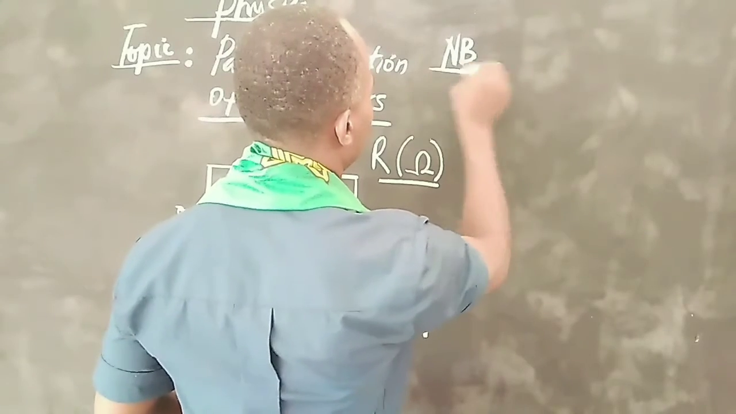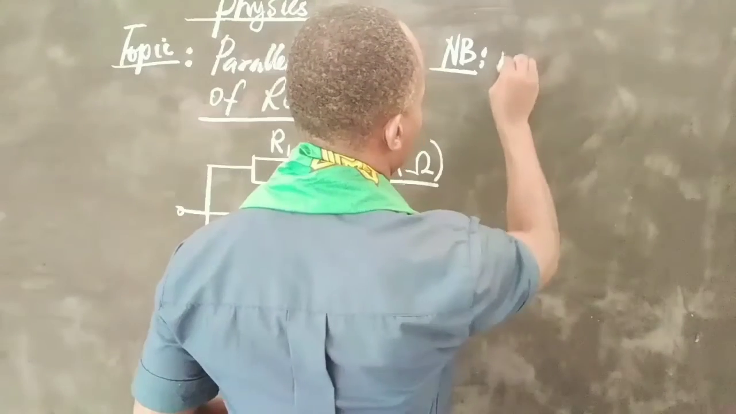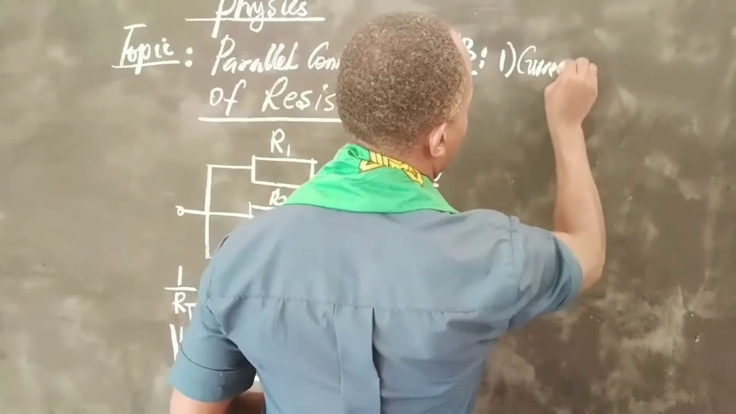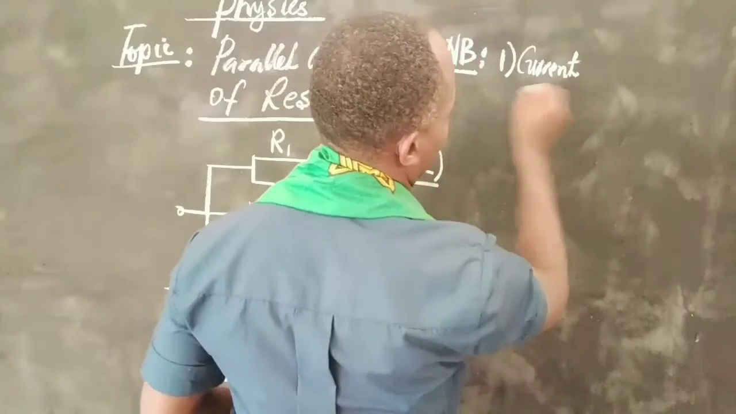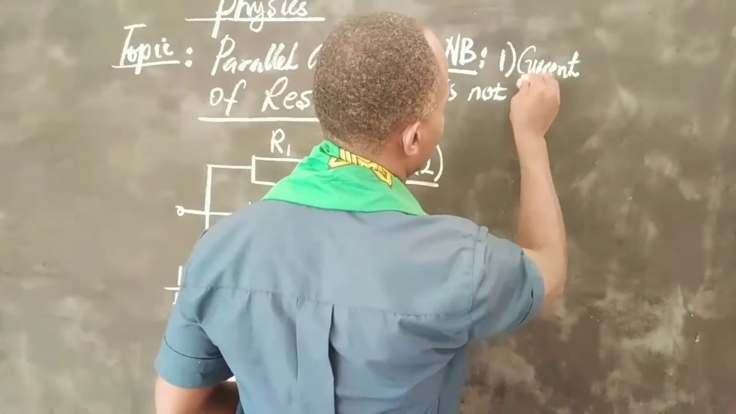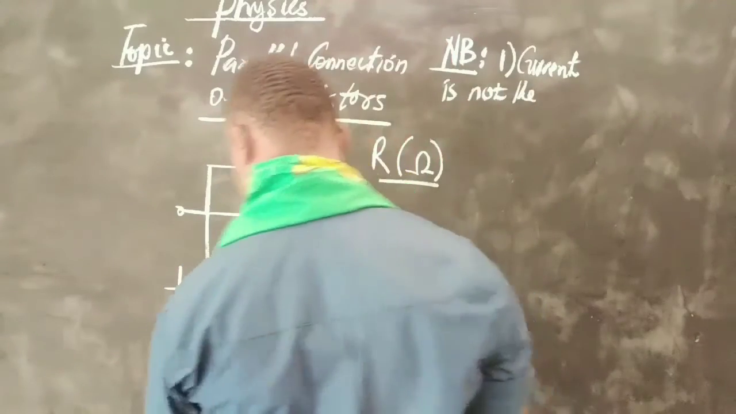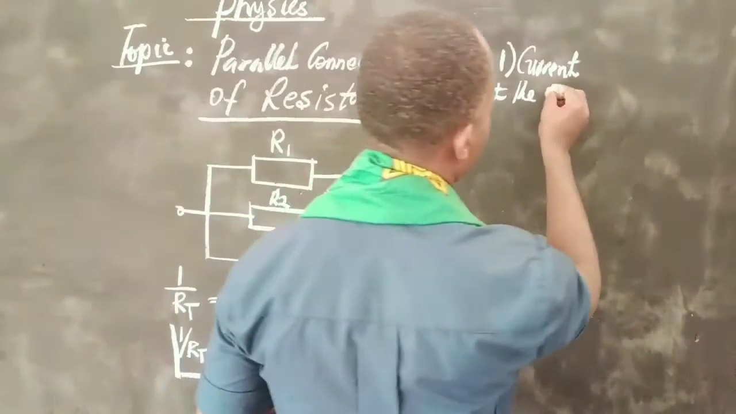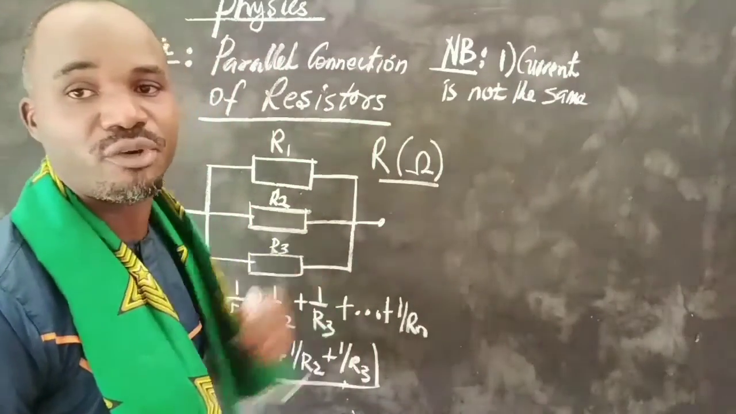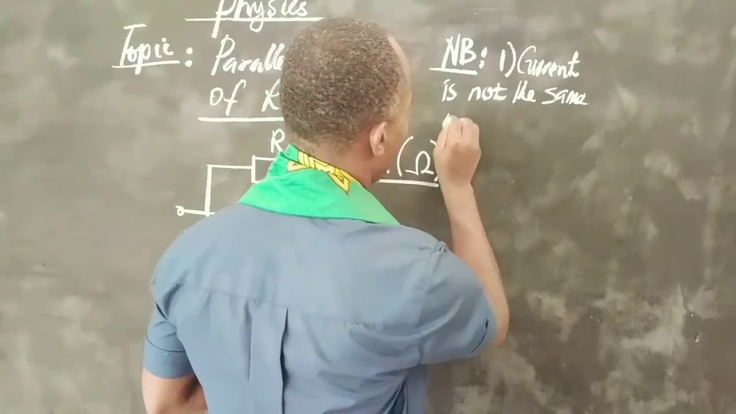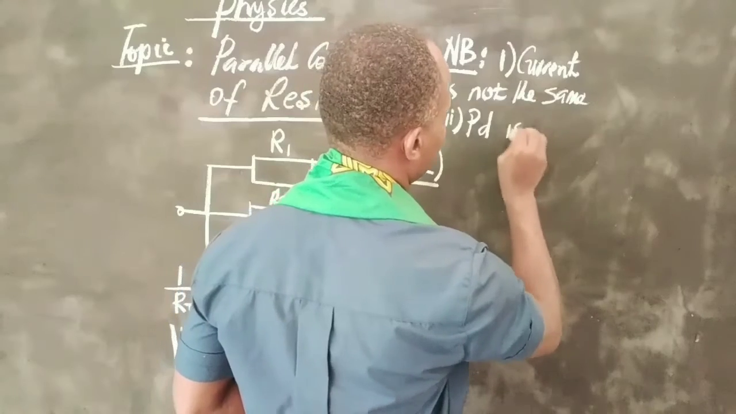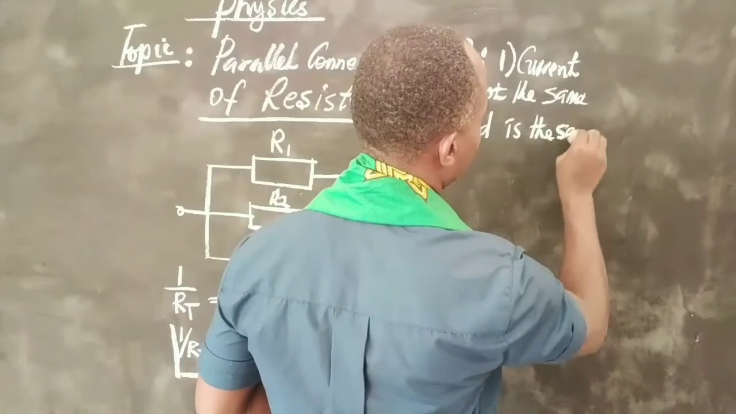NB note. The first one is current: current is not the same in a parallel connection of resistors. Then two, PD across: PD is the same. Just very simple. PD is the same.